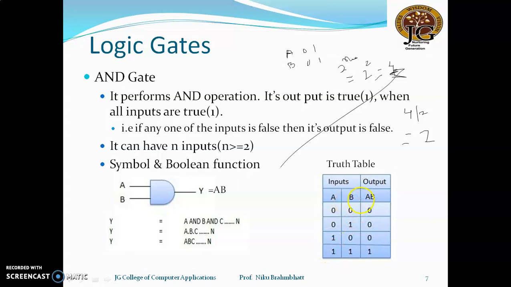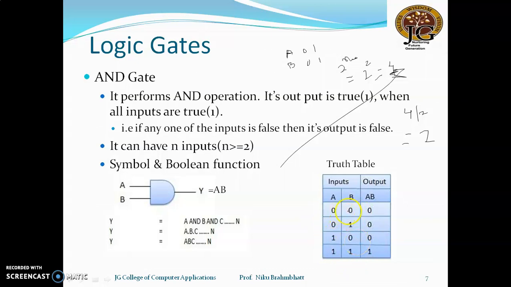Then for the B value, find out how many times the value of A is 0. That is 2 times. Then divide it again by 2, so it says 1. So for B, 1 time 0, 1 time 1. Same way here, 1 time 0, 1 time 1. So in this way, you have to make the possible combinations.